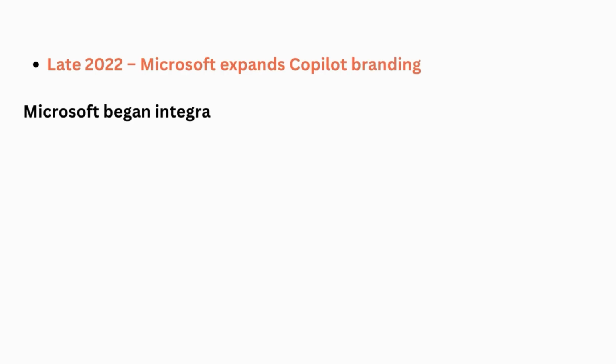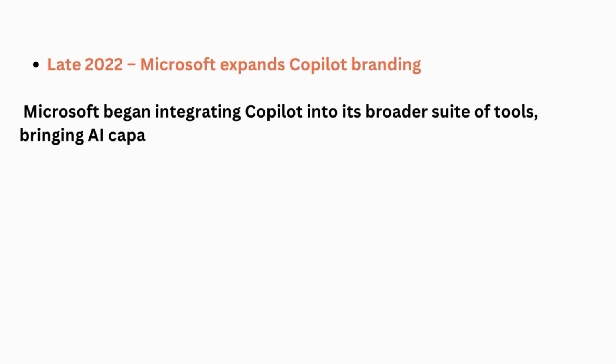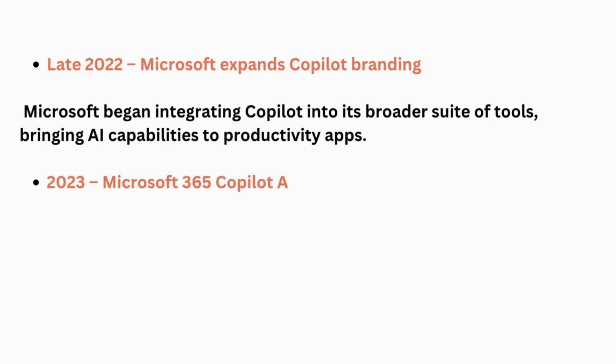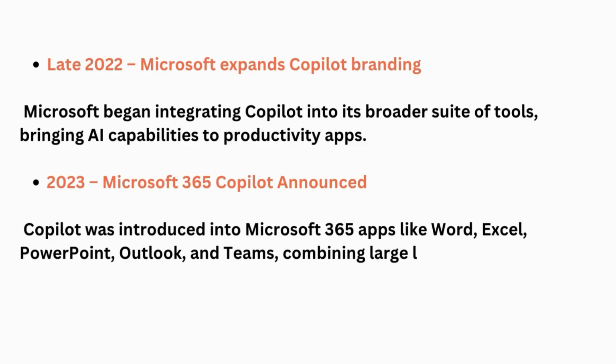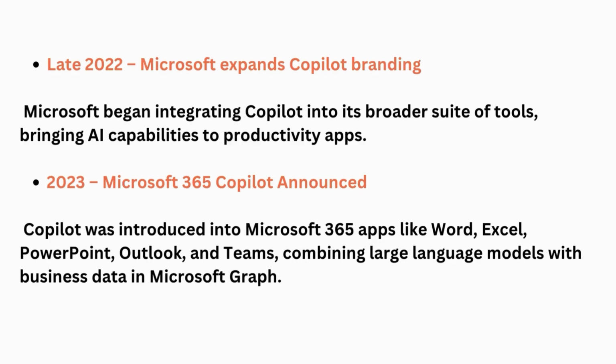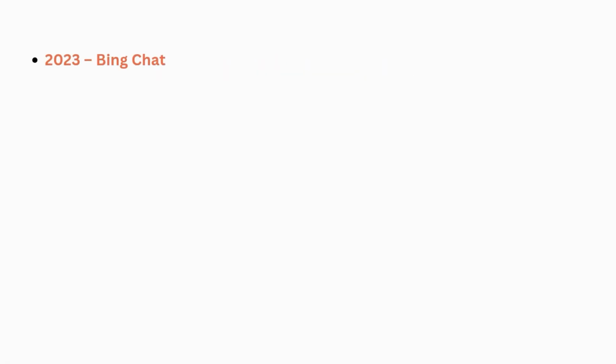Late 2022: Microsoft expands Copilot branding. Microsoft began integrating Copilot into its broader suite of tools, bringing AI capabilities to productivity apps. 2023: Microsoft 365 Copilot announced. Copilot was introduced into Microsoft 365 apps like Word, Excel, PowerPoint, Outlook, and Teams, combining large language models with business data in Microsoft Graph.